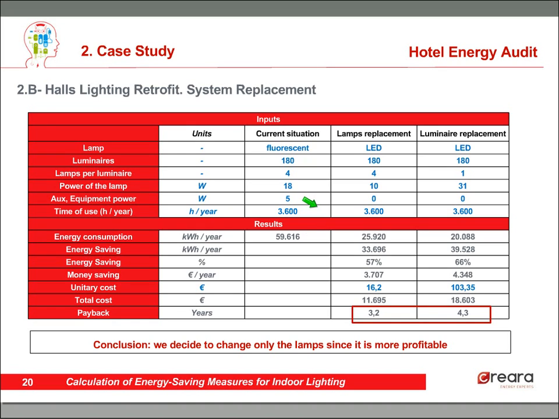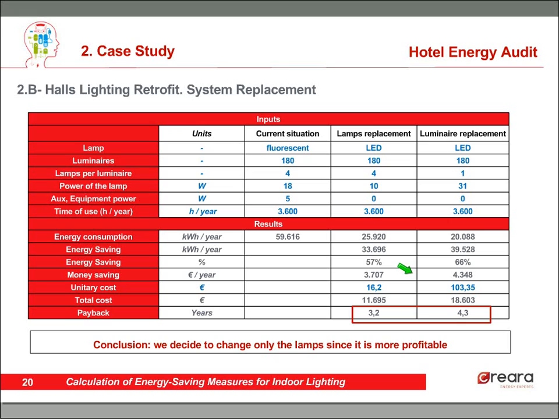Okay, so the results. The consumption is almost 60,000 kilowatt hours a year, and with the lamps replacement, the consumption is almost 26,000, and with the luminaire replacement, 20,000 kilowatt hours. We can see the energy saving is slightly higher in the luminaire replacement, 39 versus 33, 66% of the current consumption versus 57%, and also the money saving, 4,348 euros versus 3,707 euros.